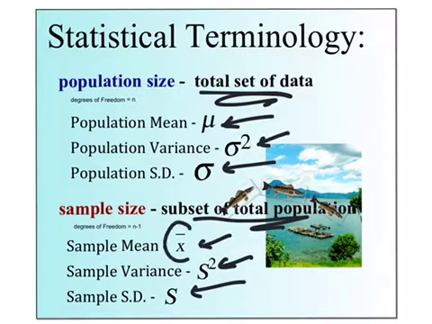This one here is X bar, that's the sample mean. Here we've got S squared, which is the sample variance, and the standard deviation, which is S. We'll talk about how to calculate those in just a moment.